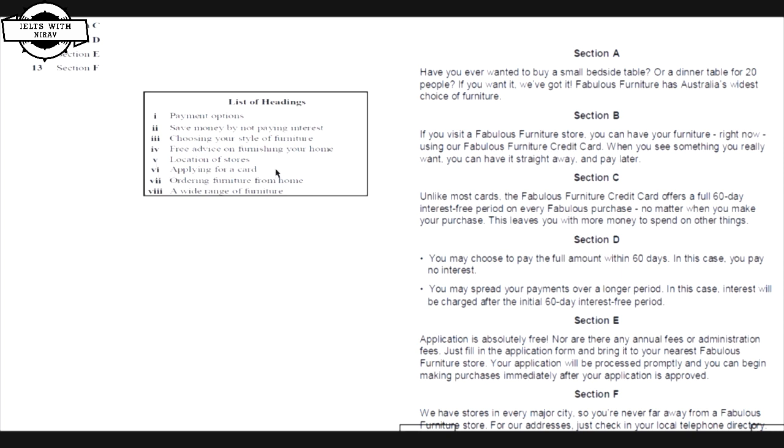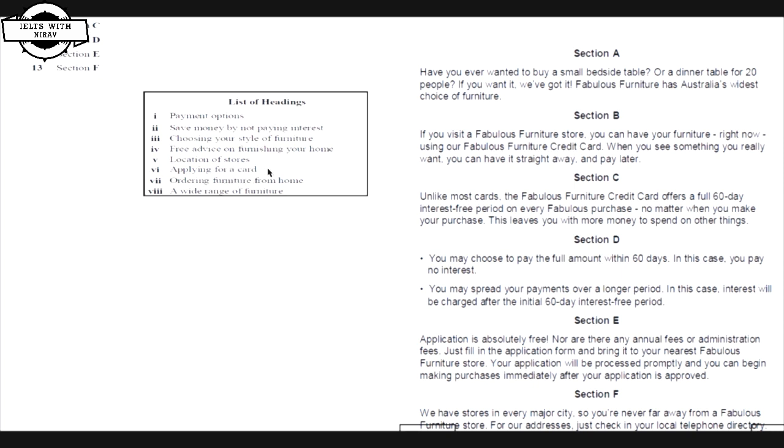Heading number 6, applying for a card. So how can you apply for the card? For that you have to fill in the application form and bring it to the nearest store. Once your application has been approved, you can start shopping. So this is a kind of application. So this will be your answer. Answer 6, applying for a card.